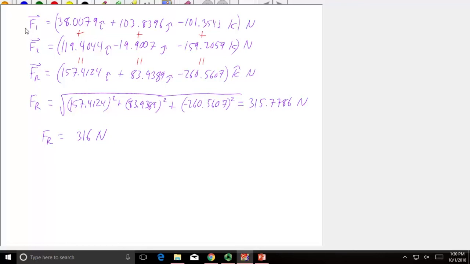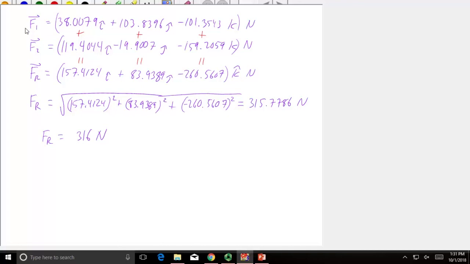So once you find F1 and F2, all of that work that we put into that was just to find F1 and F2. After that, it's the easy part. F1 plus F2 equals FR. You add the I's, you add the J's, you add the K's, you get your FR. Then you find the magnitude. There's one more step. What do I need to do now? Angles, coordinate direction angles. And do I need to draw some pictures of those, or how do I find those?